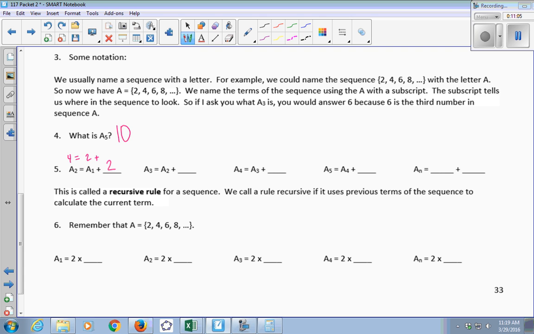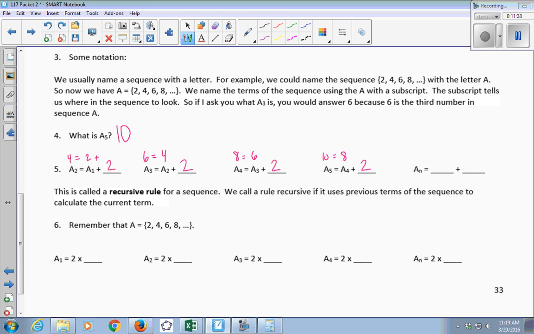All right, so A3, that is 6, right? A3 is equal to A2, which is 4, plus how much more? 2. A4, that's 8. It's equal to A3, which is 6. What do I have to add to 6 to make 8? 2. Okay, so what do you think I'm going to put in this blank space here? 2. Yep. So A5, that was a 10. That's equal to A4, which is 8 plus 2.